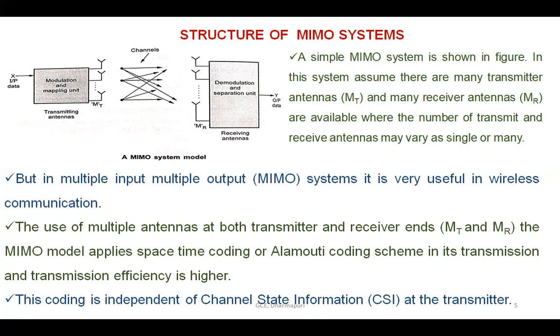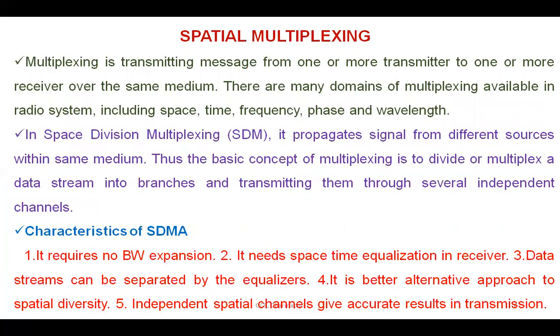A MIMO system is very useful in wireless communication. It uses multiple antennas both at transmitter and receiver ends. The MIMO model applies space-time coding, Alamouti coding schemes in its transmission for transmission efficiencies. This coding is independent of channel state information at the transmitter. And the next one is spatial multiplexing.